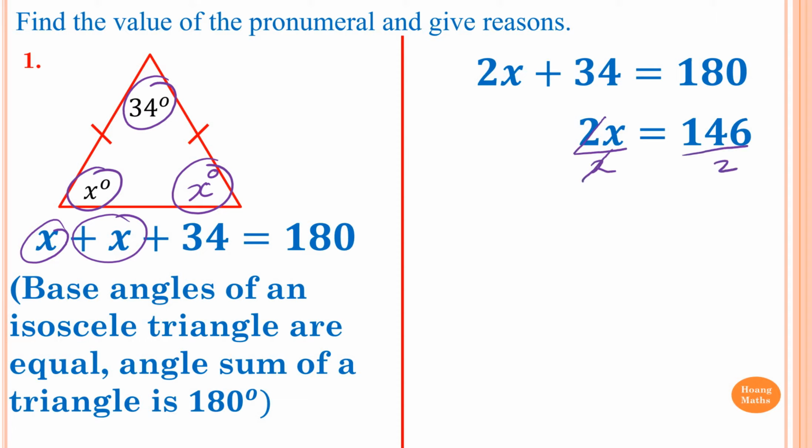That cancels out. So x is equal to, 2 goes into 14 is 7, 2 goes into 6 is 3. So the answer is 73. So therefore, x is equal to 73.